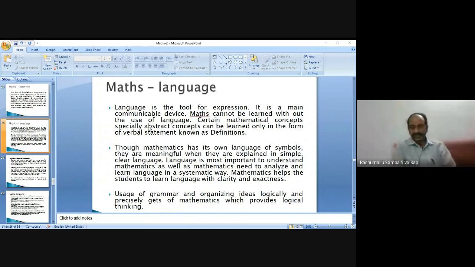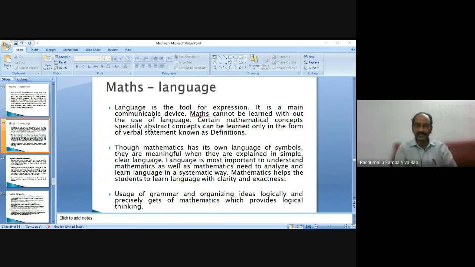Coming to the correlation between mathematics and language. Language is the tool for expression, as we discussed earlier. What is the use of language? To communicate our ideas, our needs, and to express our feelings. So language is the tool of expression, the main communicable device. Students cannot learn mathematics without the use of language.